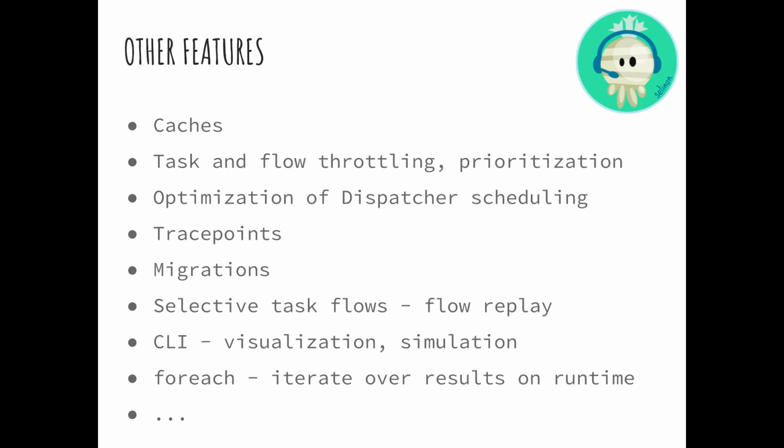There are also other features. Worth stating are probably caches. If you would like to optimize network traffic in your cluster, you can do some distributed caching. I will talk about it later in this video. You can also do task and flow throttling or prioritization. You can do it naturally. If you have more workers that serve some tasks, you basically prioritize because you have more workers that can process more tasks in parallel. But you can do also flow throttling, so you put fewer workers that process some tasks.